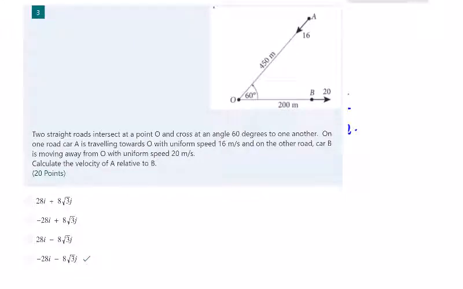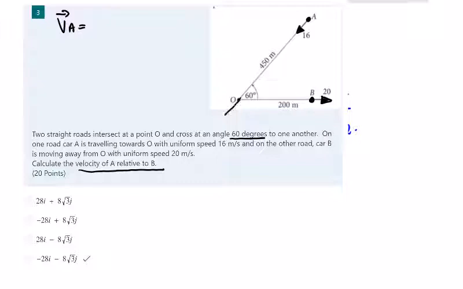Question 3, two straight roads intersect at O at an angle of 60 degrees to one another, and A is here and it's traveling towards O, and B is here and it's traveling away from O, and we're given these distances of 200 and 450 for their distances away from O, and we're asked to calculate the velocity of A relative to B. So let's get the velocity of A.